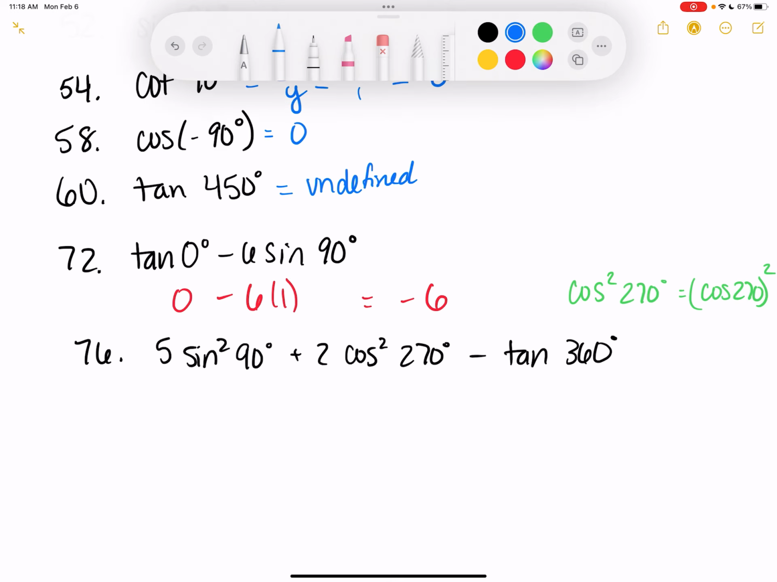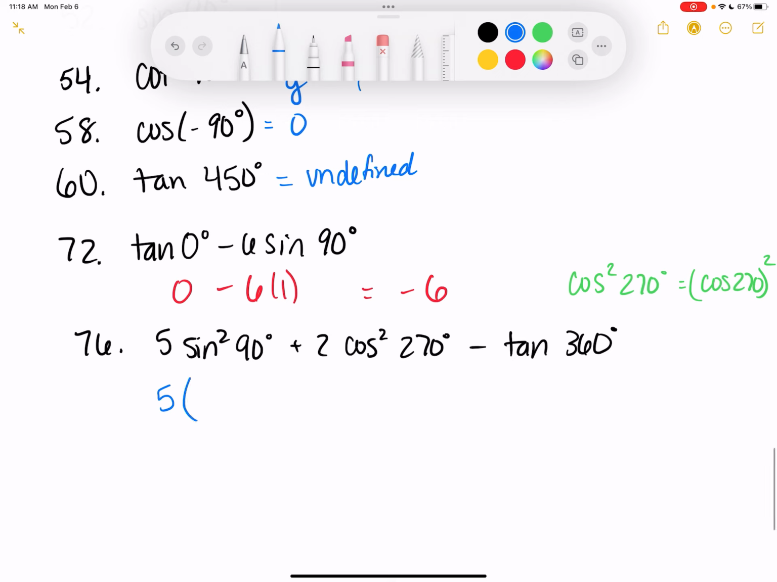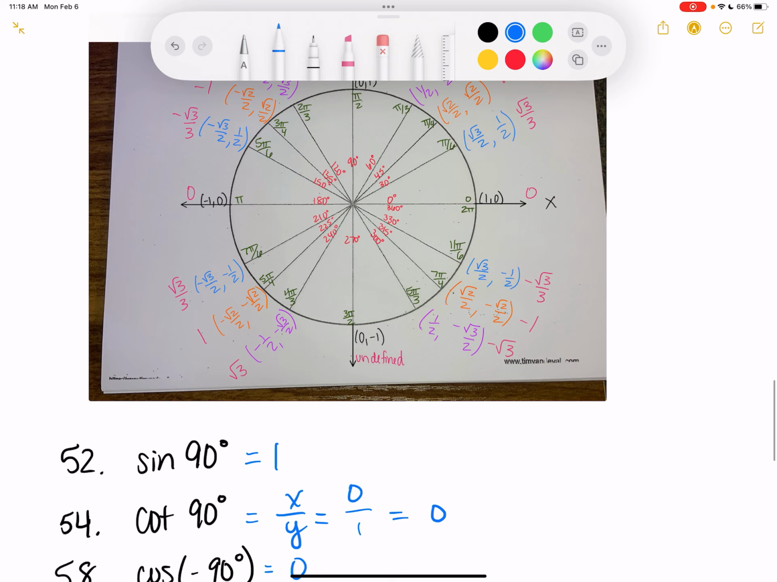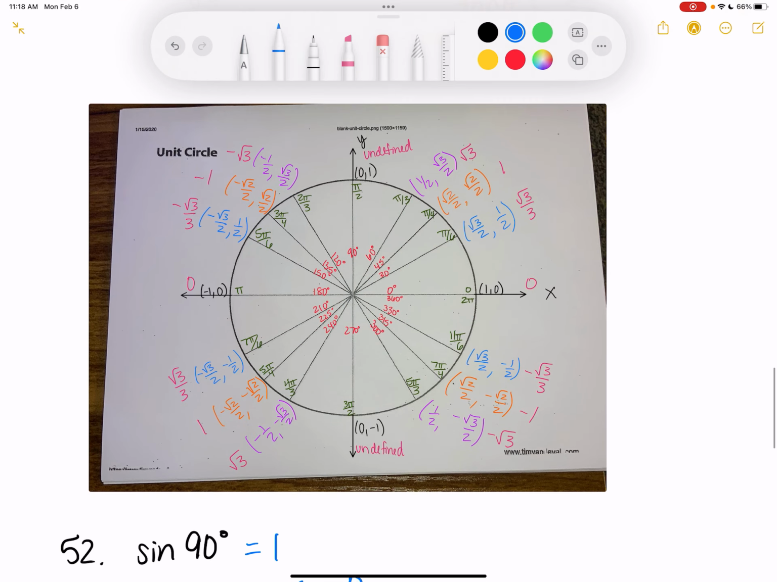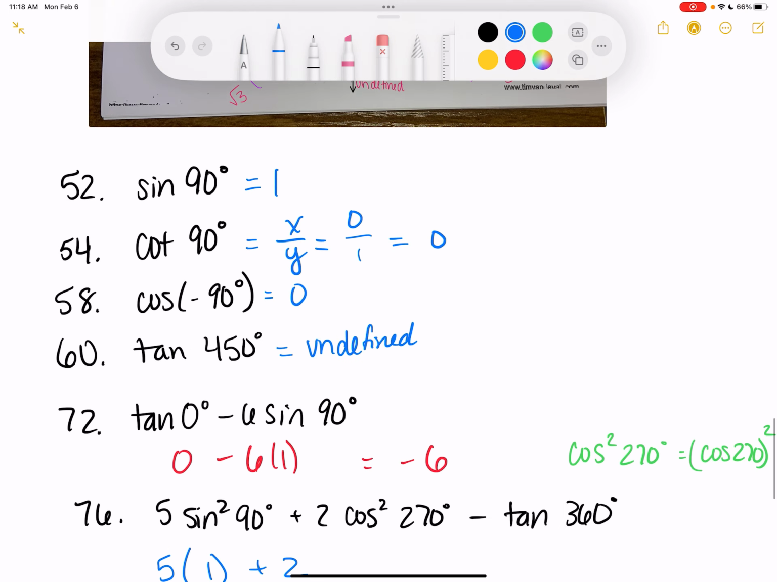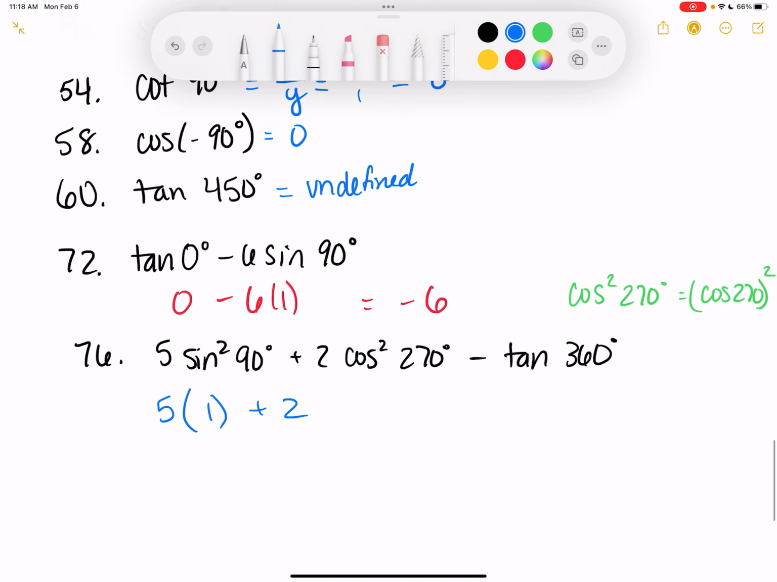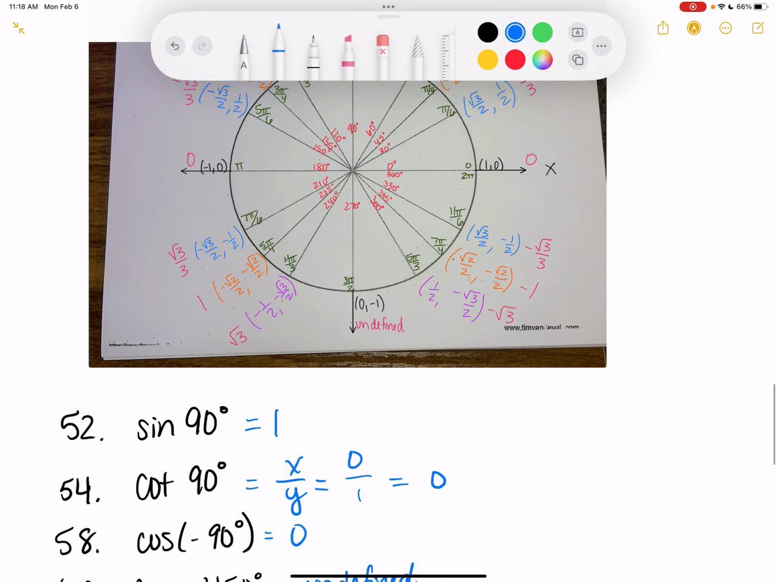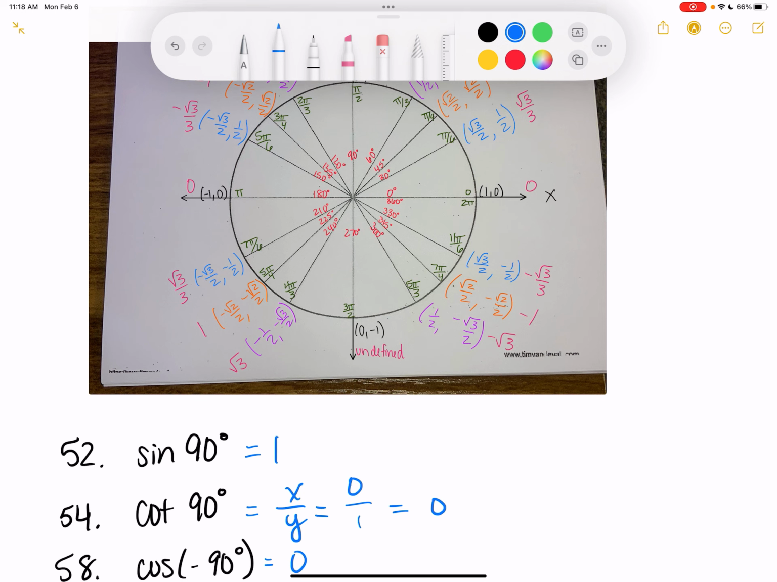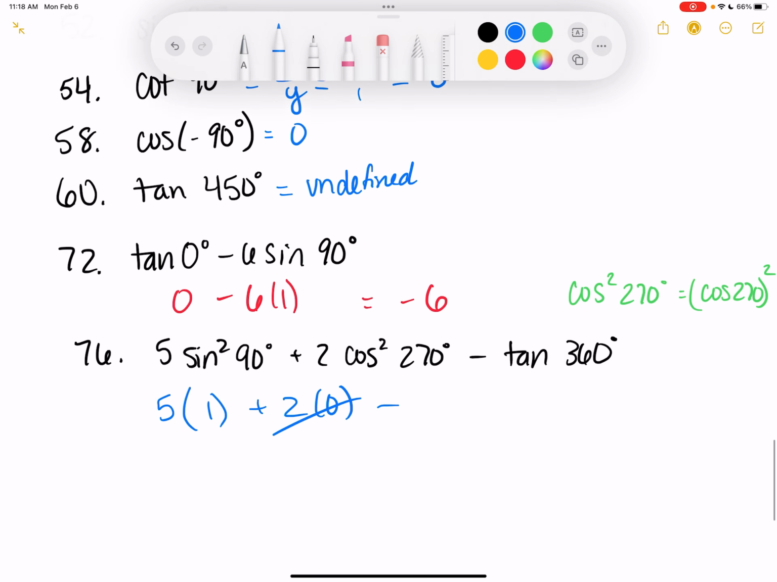So let's see. So we have 5 times the sine of 90 degrees squared would be what? 1. Yeah, so it's just 1 plus 2 times cosine squared of 270. Cosine of 270, it's 0. So 2 times 0, so that's going away. Minus tangent of 360. 0. So this just ends up being equal to 5.